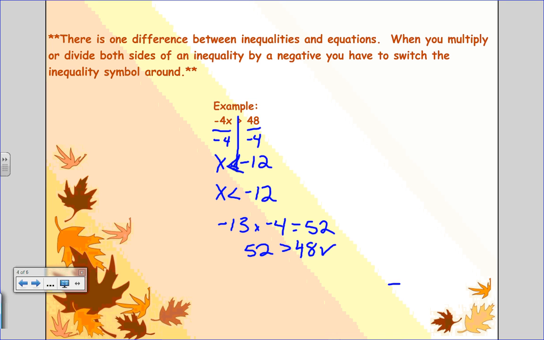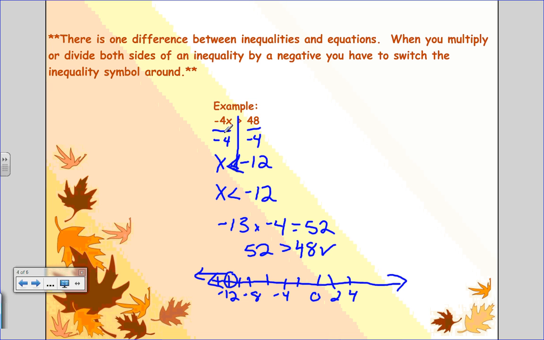Now I need to graph my solution. So I make my number line. Now I'm going down to negative 12. I'll probably just count by 2's. So here's my number line. So I'm going to circle negative 12. It's a less than, points to the left, so arrow goes to the left. Do not have an equals to, so I do not color it in. That's my graph right there.